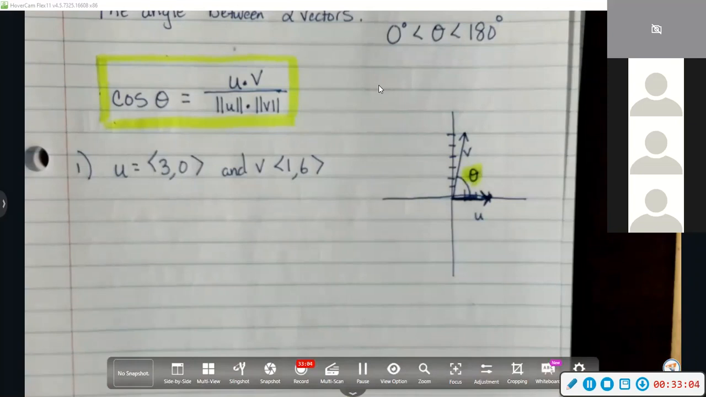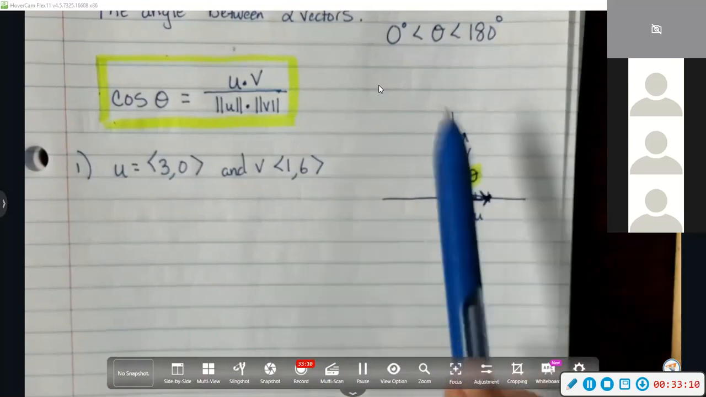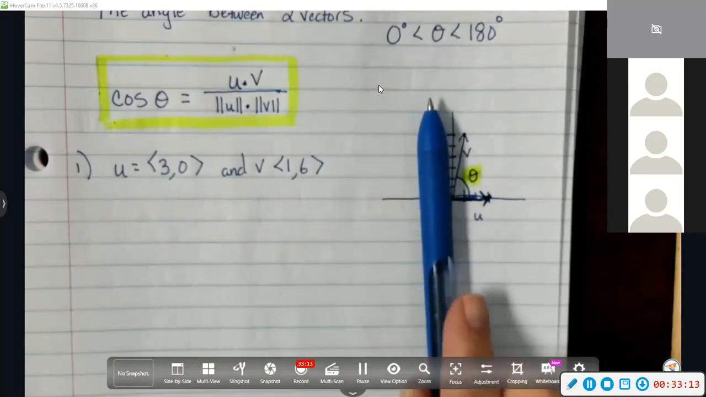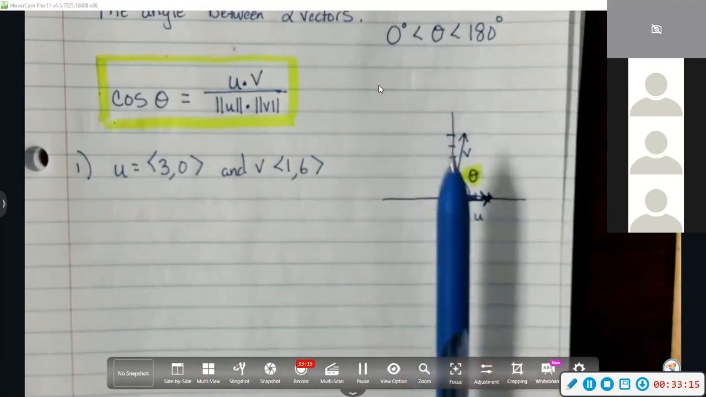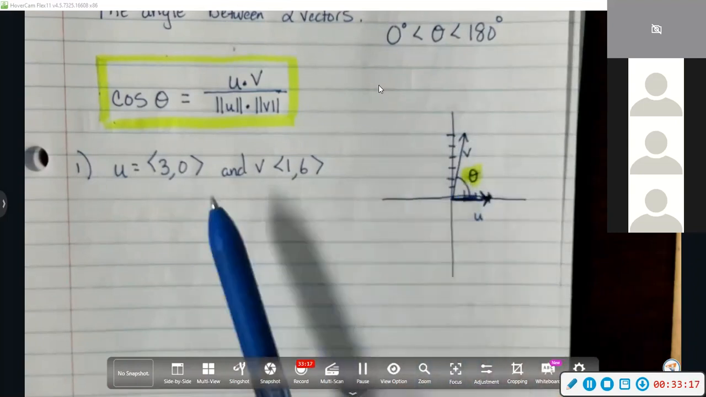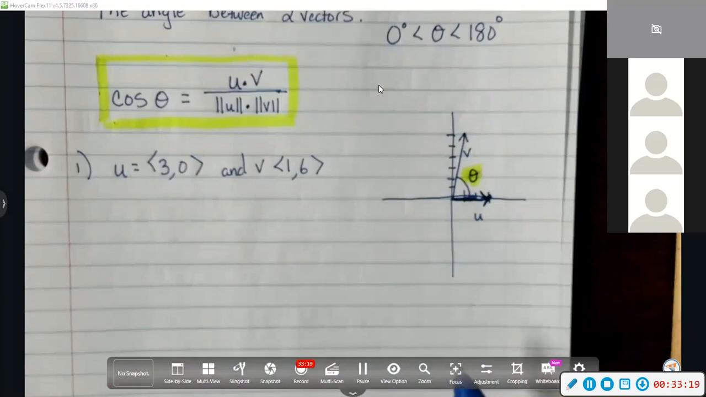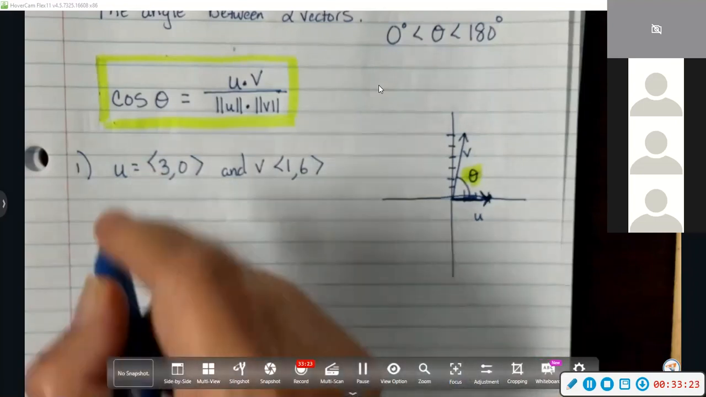Think about what's something you already know about your answer for theta. Theta is less than 90, right? Because here's 90 up here. So again, just connecting the visual with the formula and using your common sense. So let's just plug into the formula then.